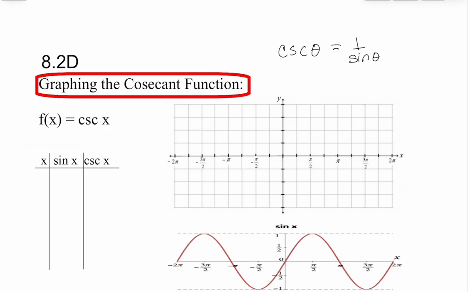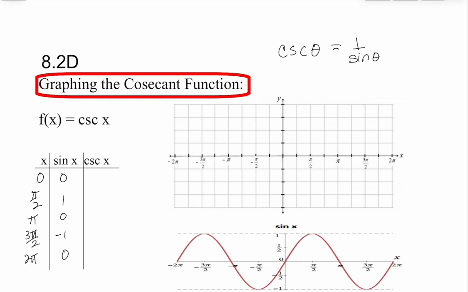So let's take a moment and let's fill in the chart that you see there for what we learned about the sine function. The sine goes 0, 0. Pi over 2, we're up at 1. Pi, we're back at 0. 3 pi over 2, we are at negative 1. And 2 pi, we are at 0 again.